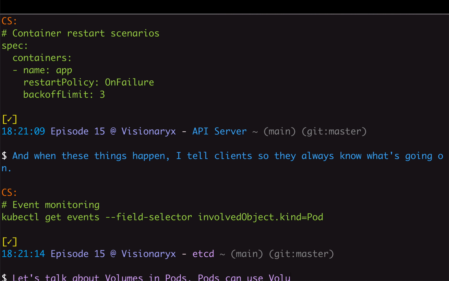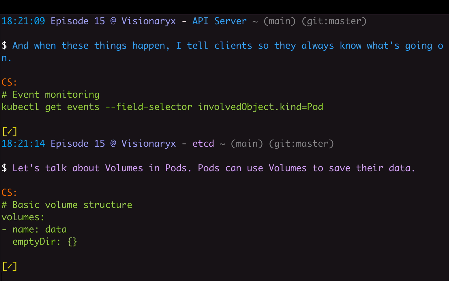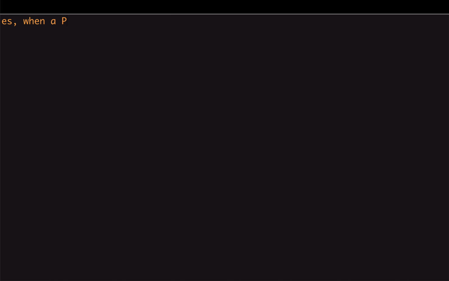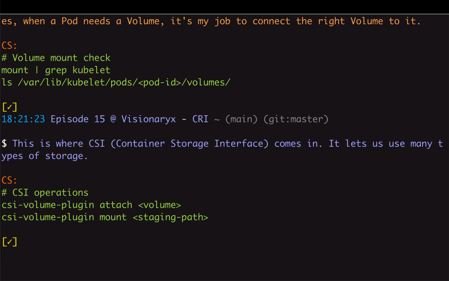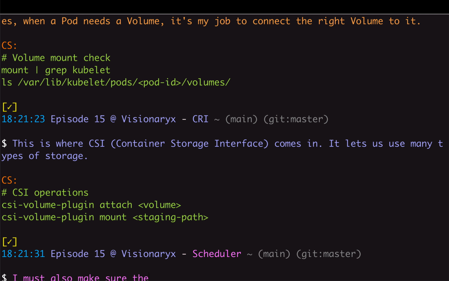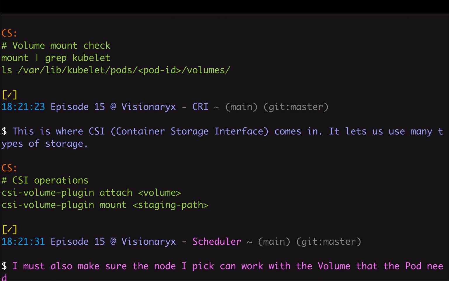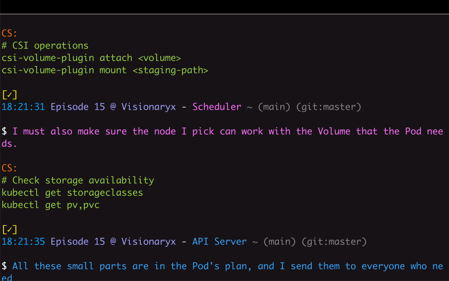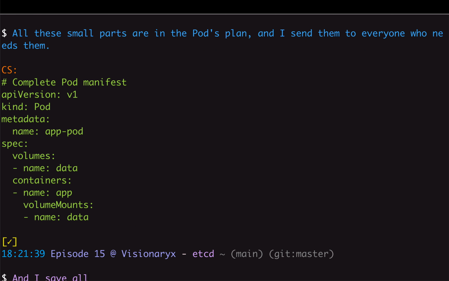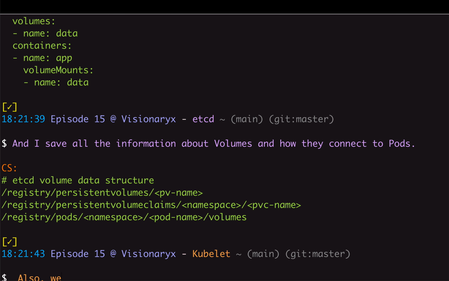Let's talk about volumes in pods. Pods can use volumes to save their data. Yes, when a pod needs a volume, it's my job to connect the right volume to it. This is where CSI, Container Storage Interface, comes in. It lets us use many types of storage. I must also make sure the node I pick can work with the volume that the pod needs. All these small parts are in the pod's plan, and I send them to everyone who needs them. And I save all the information about volumes and how they connect to pods.